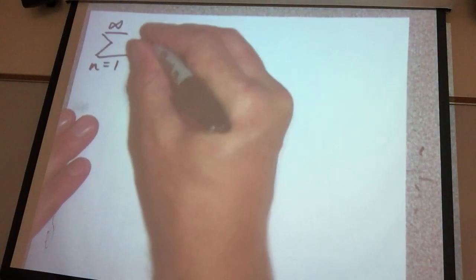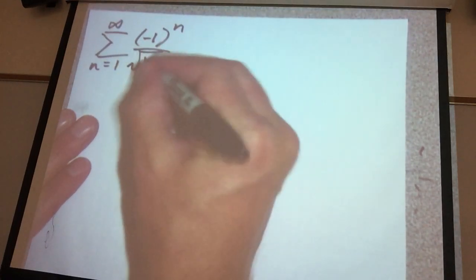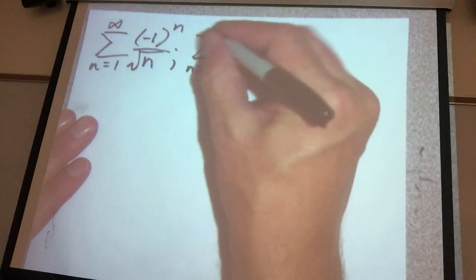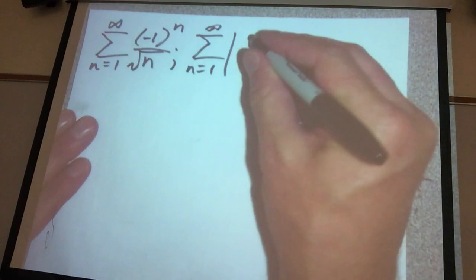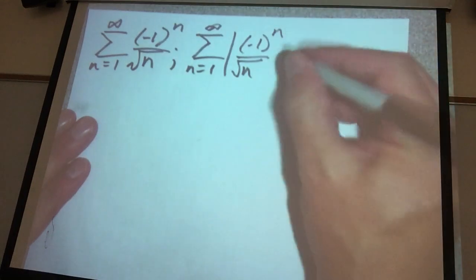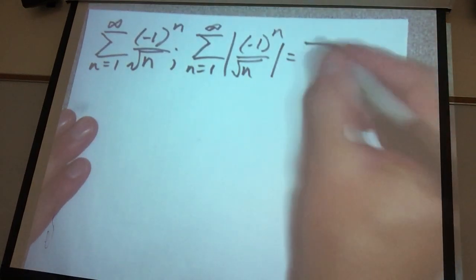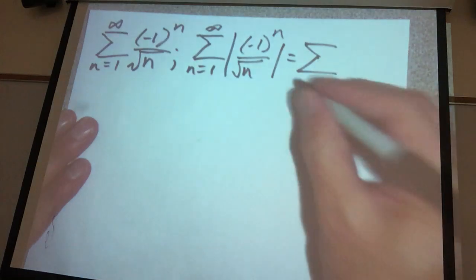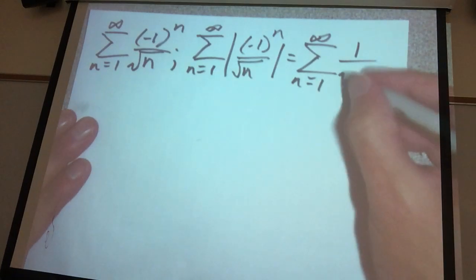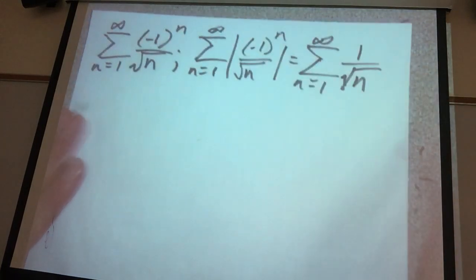The sum n equals 1 to infinity of -1 to the n divided by the square root of n. Okay. Well, the sum n equals 1 to infinity of the absolute value of -1 to the n divided by the square root of n, okay? This is going to equal the sum n equals 1 to infinity of just 1 divided by the square root of n.